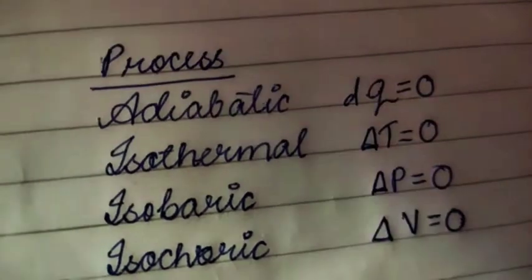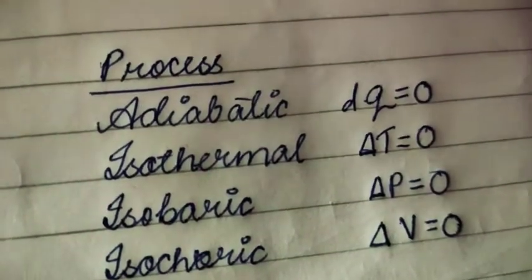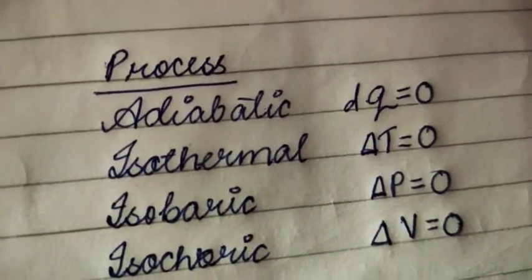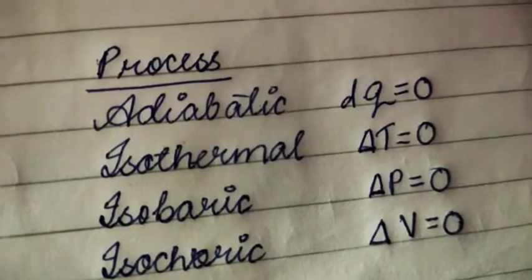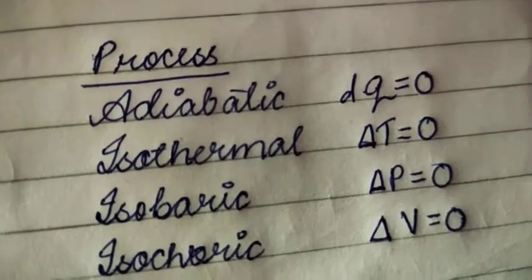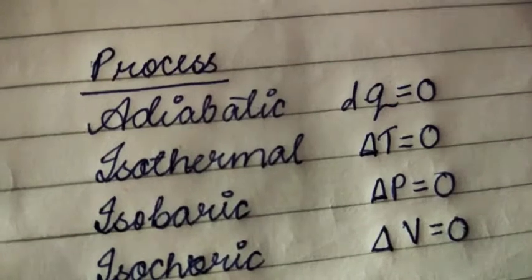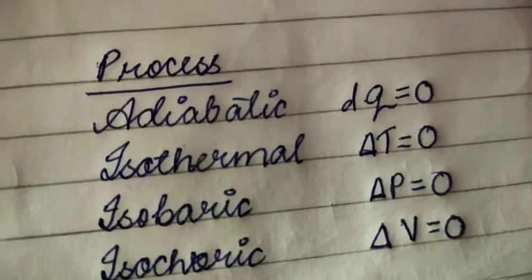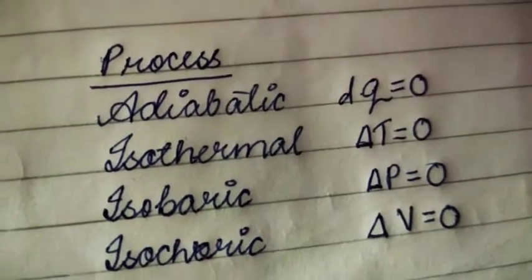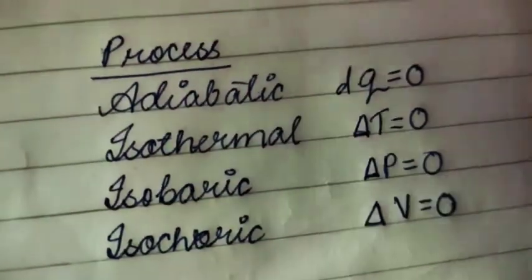So you have to remember these processes along with the denotions. Okay, so isobaric, you can remember like barometer is used to measure the pressure, right? So that is related to isobaric. Then isothermal, thermal related to temperature. So these two you remember. Then adiabatic is heat, isochoric is volume. So these processes you have to remember.